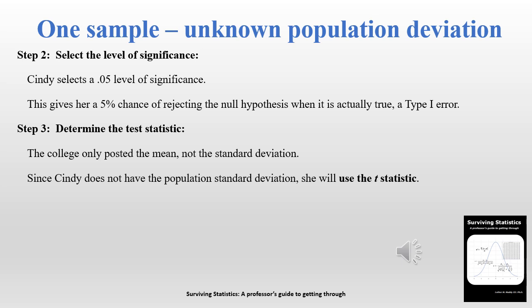Step number 2 in Cindy's 5-step process is to select a level of significance. So she selects a level of significance of 0.05. That gives her only a 5% chance of rejecting a null hypothesis when it's actually true, which is called a type 1 error. Number 3, determine the test statistic. She doesn't know what the population standard deviation is. She only has the mean. So in this case, she's going to use the t statistic.